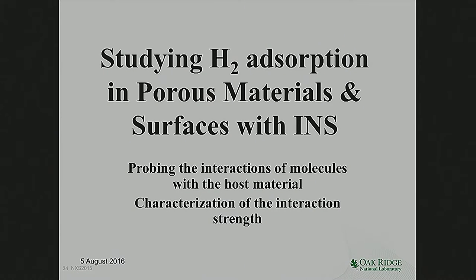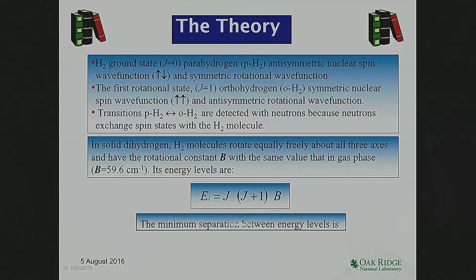One particular example of the application of neutrons that is very relevant and is not usually possible with other techniques is the study of the rotation of hydrogen. This is the theory in a nutshell. Hydrogen exists in two different species as a molecule. You get parahydrogen with the anti-parallel spins, and then you get orthohydrogen, a triplet combination of symmetric and anti-symmetric combinations of nuclear spins.